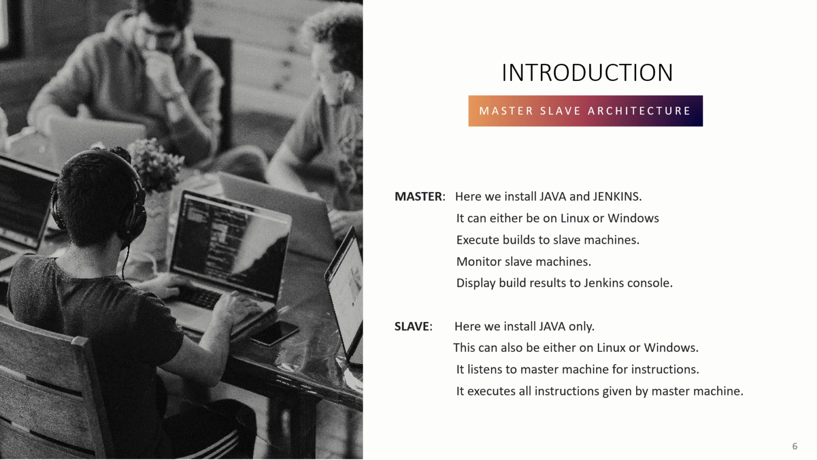Those who are new can check it there, and those who are already aware of it can just skip, because I'm keeping in mind the people who are new. So I'll give a brief introduction. What is master? There will be two machines, one master and one slave. Master is the machine where we'll install Jenkins, and slave is the machine where we'll do everything related to the build. So why do we use this master slave architecture?